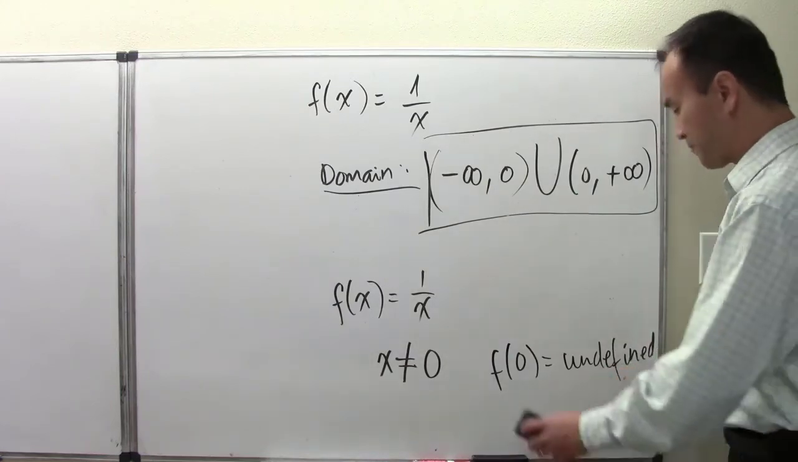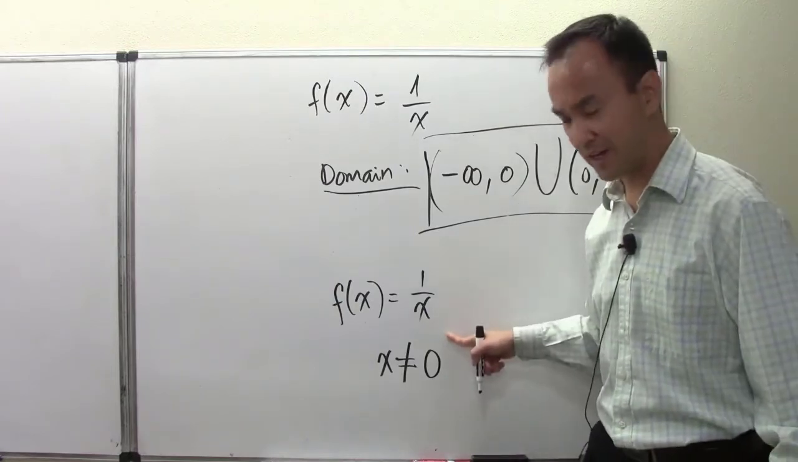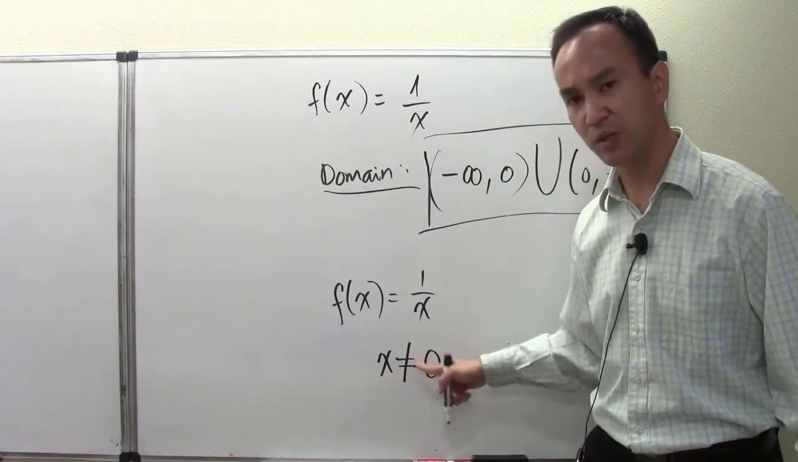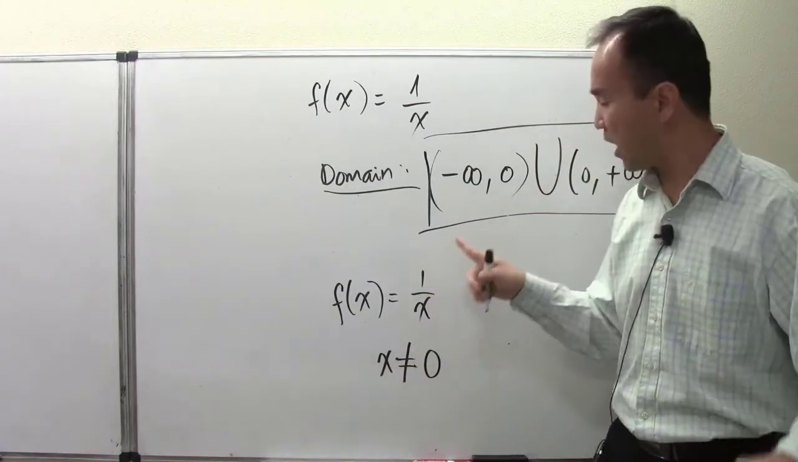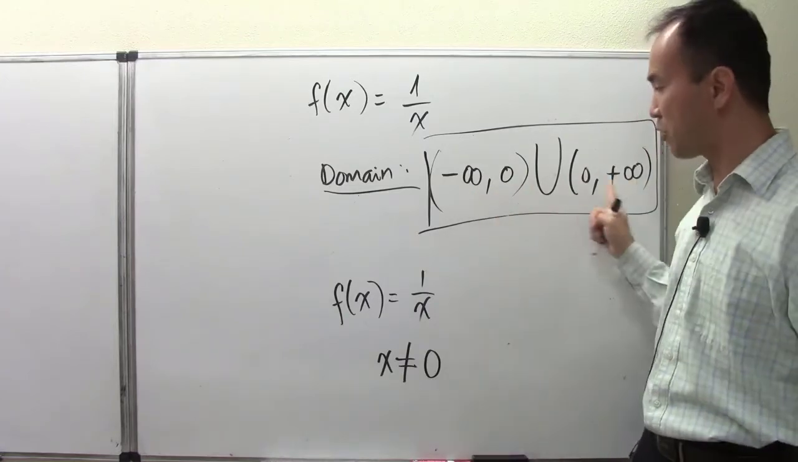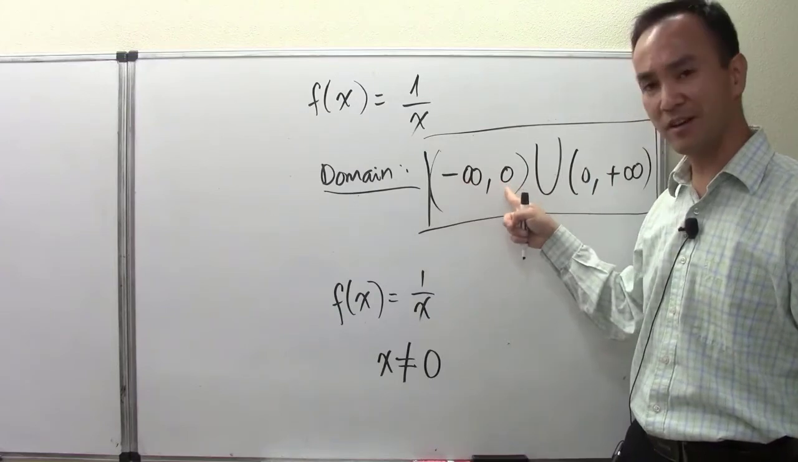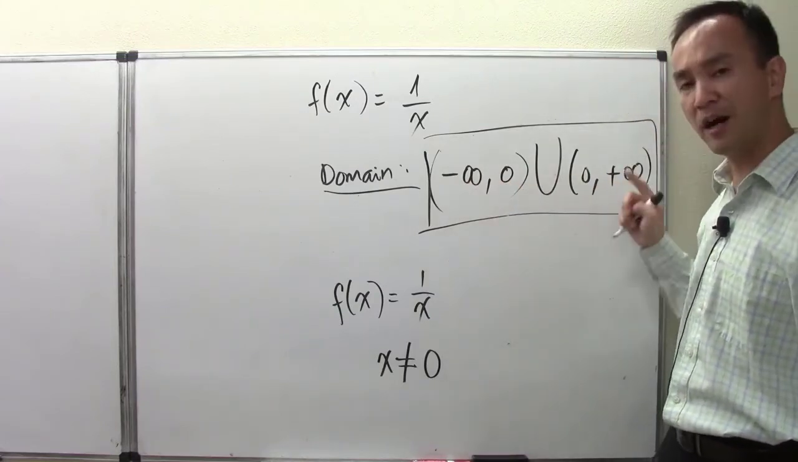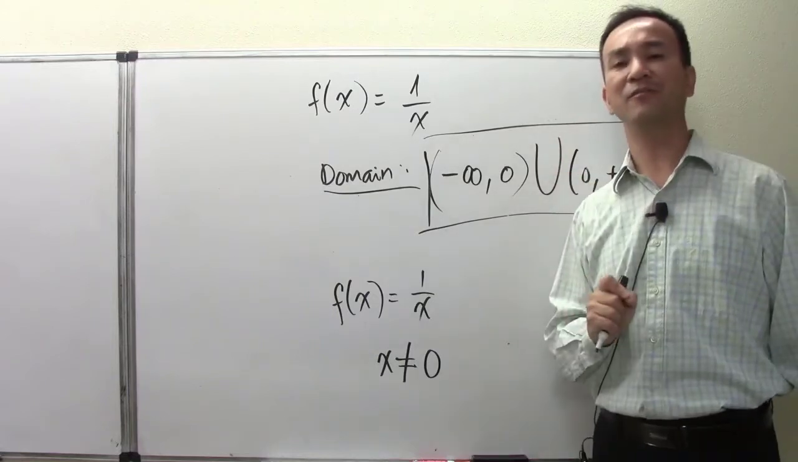So now, for this specific function, 1 over x, we cannot take input x equals 0. That's the only input that we have to rule out. And that's why the domain is broken down into two separate intervals. One of them is between negative infinity and 0, and the other is between 0 and positive infinity. But we just won't take x equals 0. I keep emphasizing that.